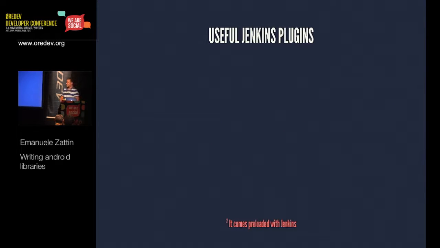Jenkins offers more than 1,000 plugins right now, so it can be quite intimidating when you first start. Which one should I install? Which one should I not install? So here are my top 5. Job config history, that's very important.